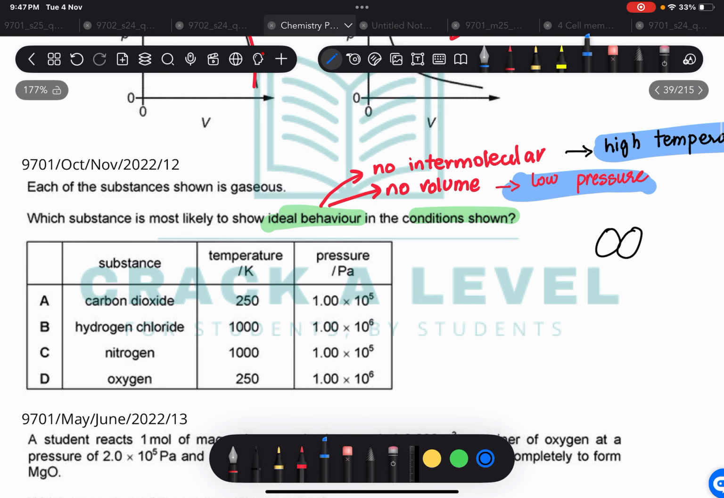So temperature should be extremely high. So this should be the temperature, and the pressure should be extremely low. So this one's the lower pressure. It's going to be option number C.